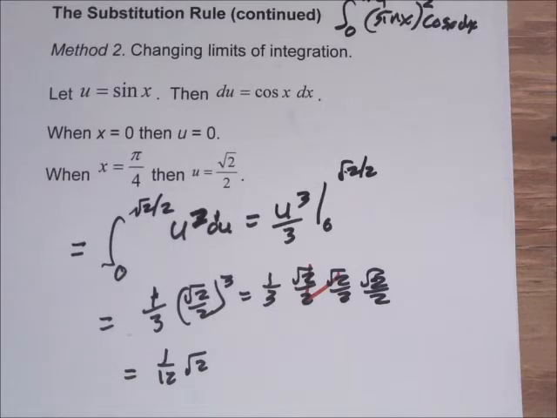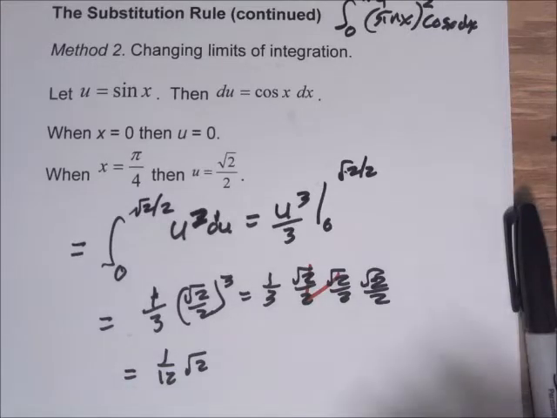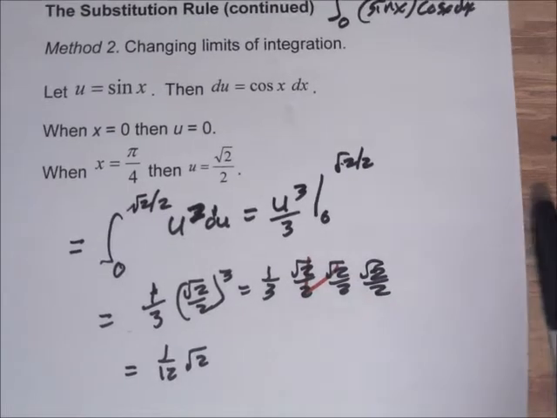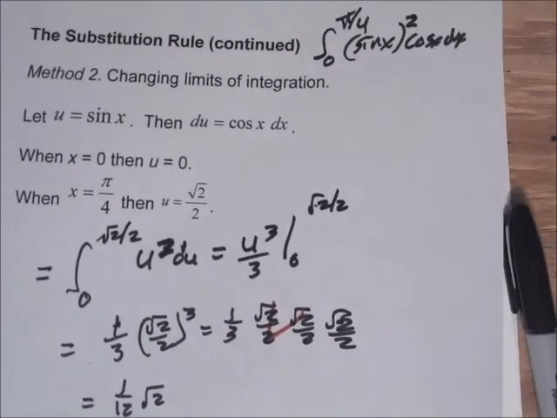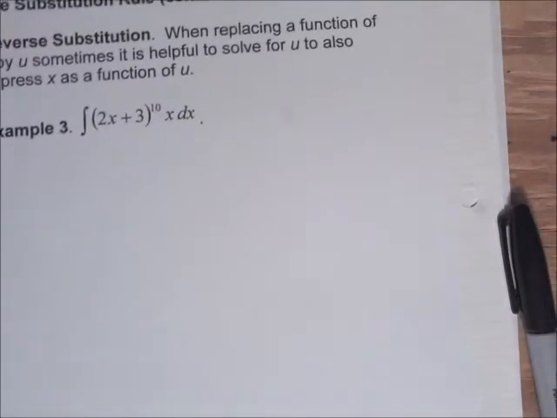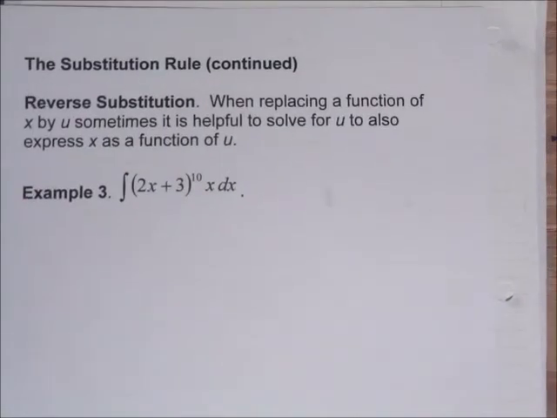Okay, so you can do it either by changing the limits of integration, or by finding the antiderivative first and expressing it in terms of x, and then putting in the original limits of integration. Okay, so sometimes it's useful to do a reverse substitution. So here's an example where we'll have to do a reverse substitution.